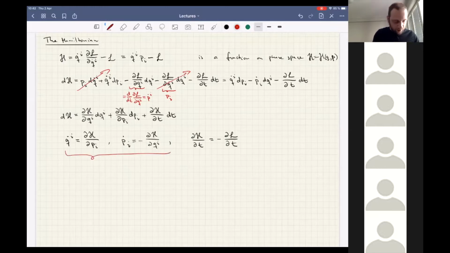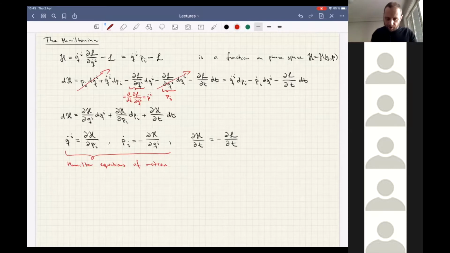So these here are the equations of motion, the Hamilton equations of motion. And given a Hamiltonian in terms of p and q, this is how we're going to derive the equations of motion for that system. Okay, we have 17 minutes left.